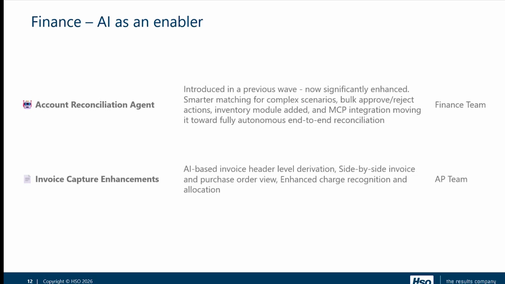They've improved the side-by-side view: invoice PDF, lines, purchase order all on the same screen at the same time. You don't have to flip between screens to manually match exceptions, etc. So it's quite a lot better there. And the charge recognition system now automatically identifies and allocates header and line level charges on invoices, which previously caused some mismatches and a bit of tidying up downstream.